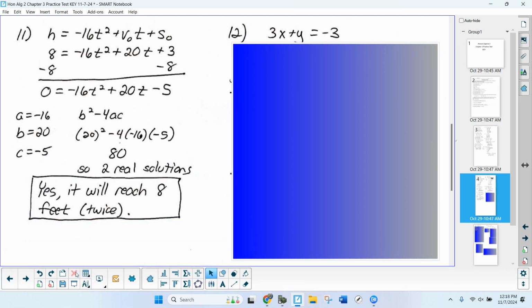Very good. This is the same as the other one. If you got 0, how many times did it reach that height? Once. So if you get negative, will it reach that height? Nope. Okay, good.